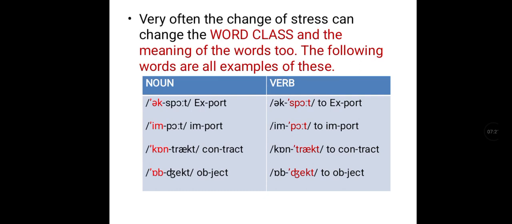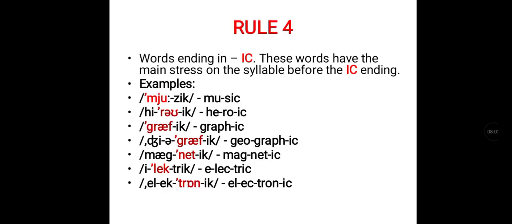Meanwhile, the noun is object, the verb is object. The second one, the noun is contract, the verb is contract. Here, the noun is import and the verb is import. Then the first one, the noun is export and the verb is export. So you can see that when you change the stress pattern of a word, it can also change the word class of that word.